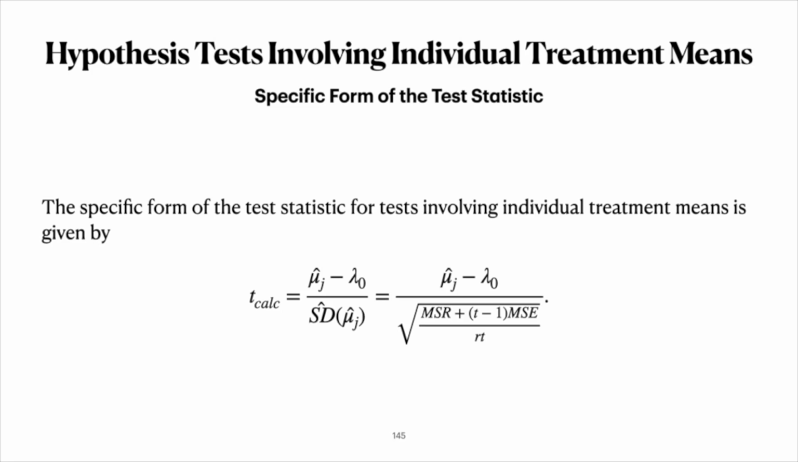The specific form of the test statistic for tests involving individual treatment means is given by this expression here. We can see that in the numerator, we have the difference between the estimated value of the treatment mean minus the hypothesized value of the treatment mean. Then we divide that difference, as we always do, by the estimated standard deviation of what's in the numerator. In that case, that would be the square root of the mean square for blocks plus (t minus 1) times the mean squared error, divided by r times t. So that is the formula for the test statistic when we're testing hypotheses about a single, or individual, treatment mean.